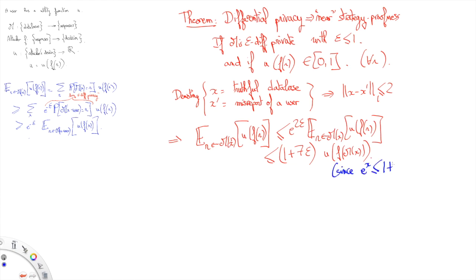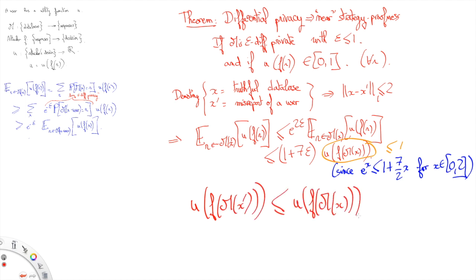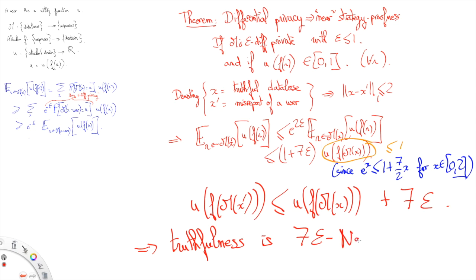Now we can develop this expression. This gives us the utility of M(X) plus 7 epsilon times the utility of M(X). Now the utility of M(X) is at most 1 because the utility is upper bounded by 1. And this gives us the utility of M(X) plus 7 epsilon. And thus, for epsilon differentially private mechanism with epsilon at most 1 and utility functions between 0 and 1, truthfulness will be a 7 epsilon Nash equilibrium. So differentially private mechanisms are almost truthful.